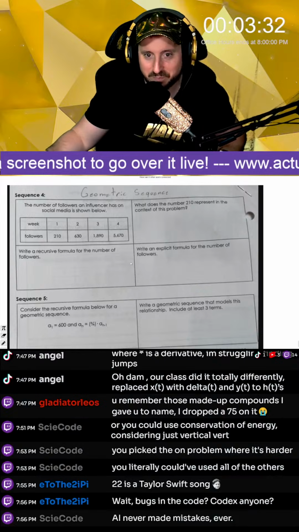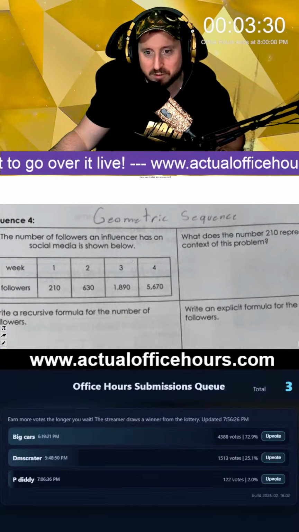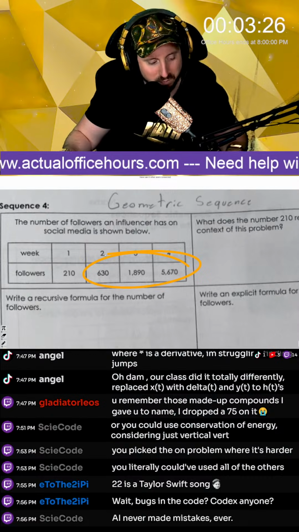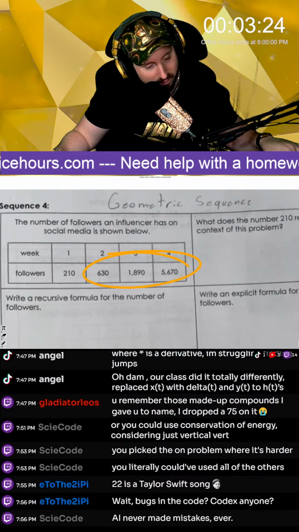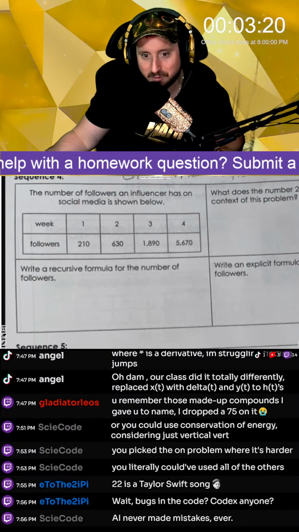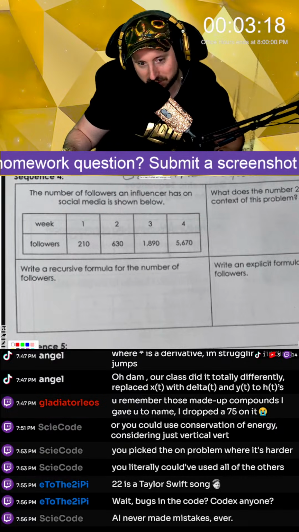All right, Blue, let's help you out. The number of followers an influencer has on social media is as below. Dang, this person started selling feet pics or something. That's some massive gains, dude. Write a recursive formula for the number of followers.